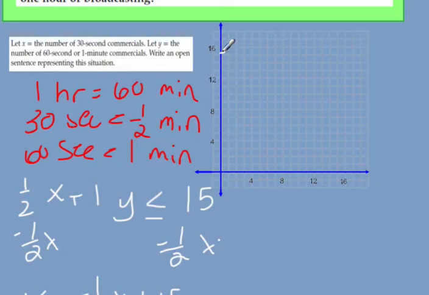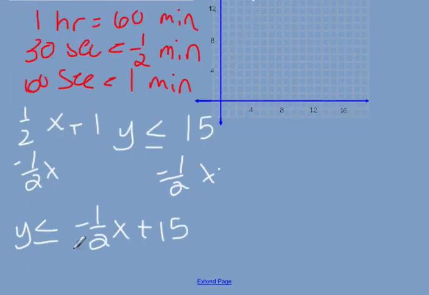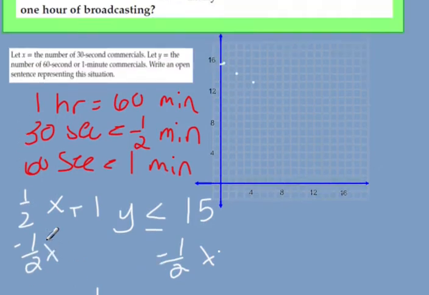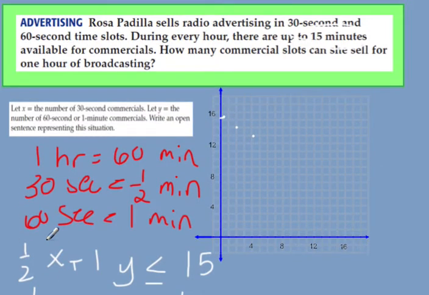And then from there, our slope is negative 1/2. So that means we're going down 1 and right 2. Down 1 and right 2. So I notice that there's a line underneath my inequality symbol. So I'm going to go ahead and connect that using a solid line like so.